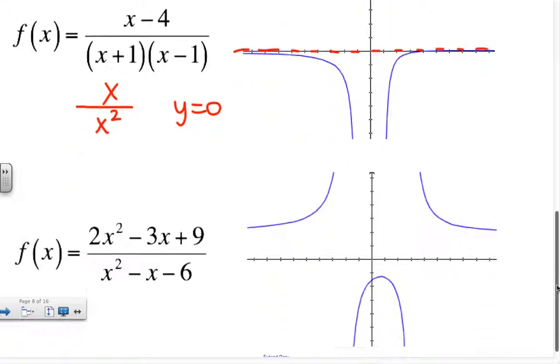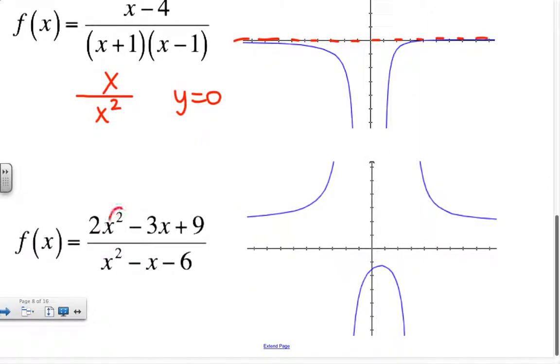And then in this last one, we can see we have the same degree in the numerator and denominator. So our horizontal asymptote is going to come from this coefficient divided by this coefficient. So 2 divided by 1 is 2. So our horizontal asymptote is at y equals 2.